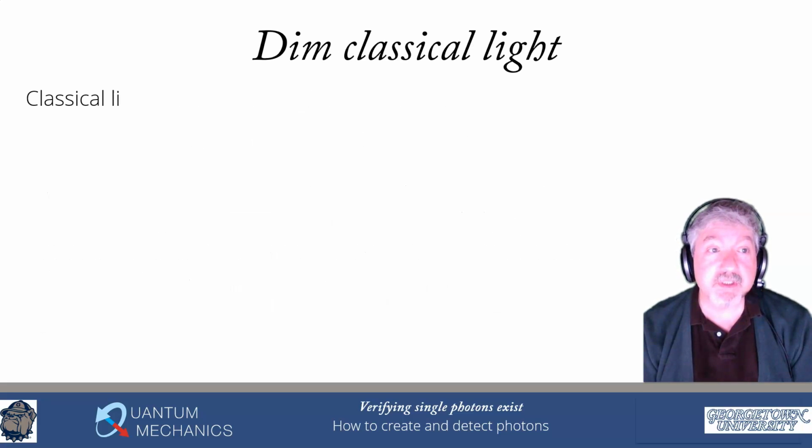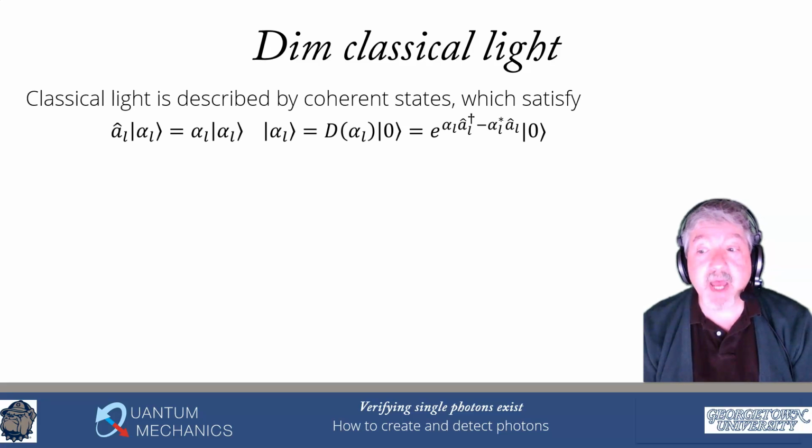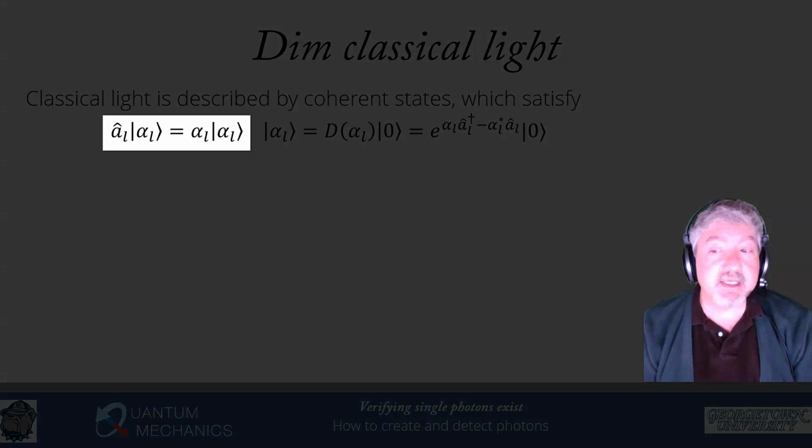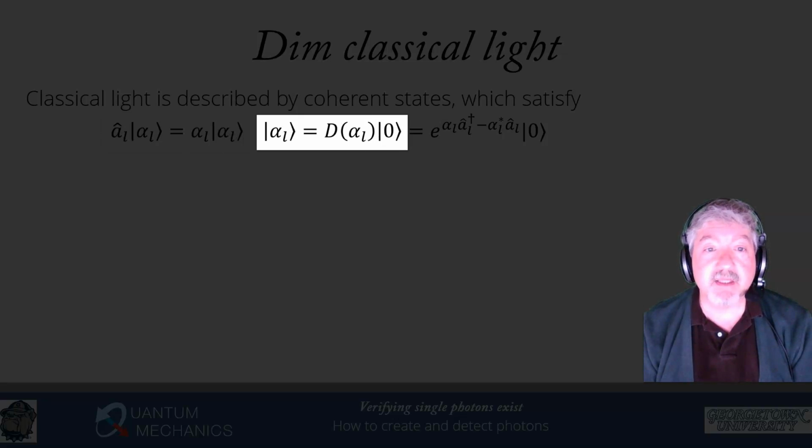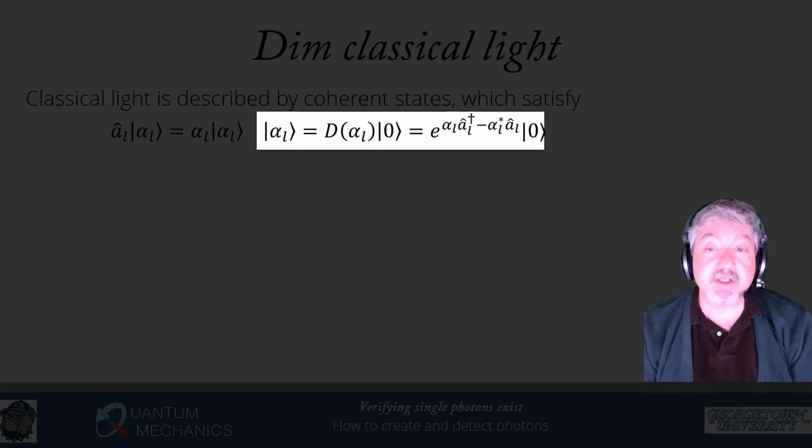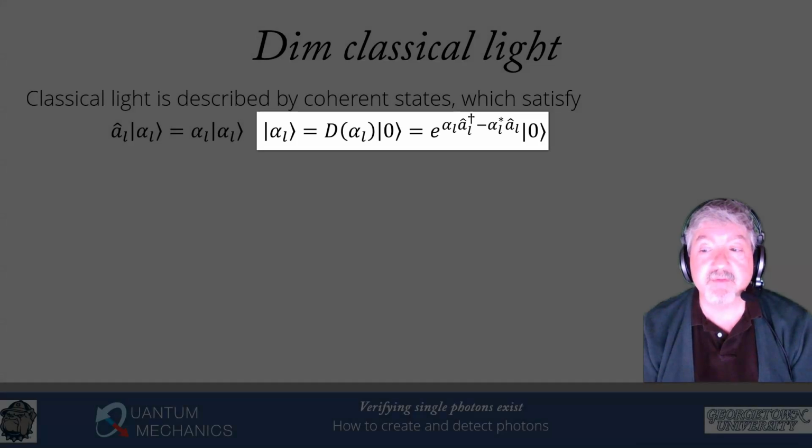Well, what are classical sources of light? They are described by coherent states of light. And let me just summarize for you what a coherent state of light means. A coherent state of light is an eigenstate of the lowering operator. So when A_L acts on a coherent state of light alpha_L, it'll give back alpha_L times the state alpha_L. And that state alpha_L is given by the displacement operator acting on the vacuum state. And just to remind you, the displacement operator is e to the alpha_L A_L dagger minus alpha_L star A_L, acting on the vacuum state.